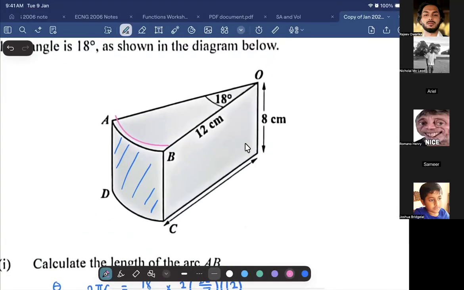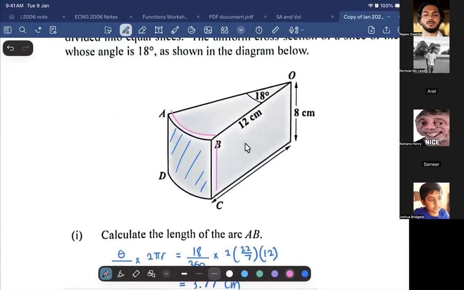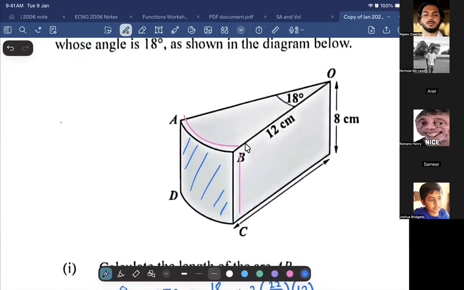3.77. Do you know what this length is? 8 centimeters. Do you think you could find the area of ABCD? Yeah, I think so too. The area of ABCD would be 3.77 multiplied by 8.